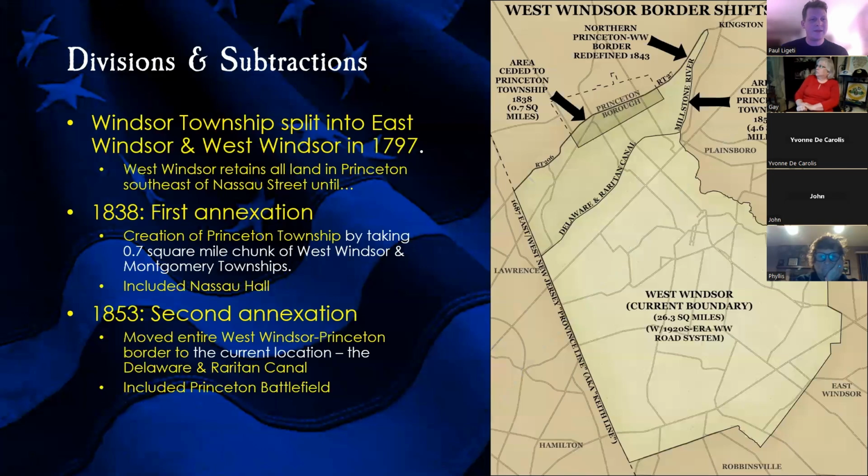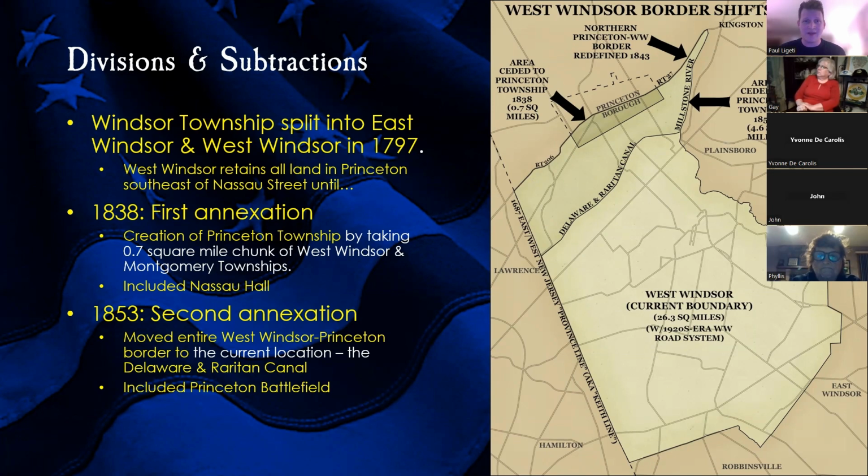So, next slide. As I'd mentioned a few times, Windsor Township split into East Windsor and West Windsor in 1797. Before then, these towns, as well as a bunch of other towns, including Robbinsville and Princeton and a few others, didn't exist as independent townships. So upon that split in 1797, there were still only two towns, East Windsor and West Windsor. And this map here shows what West Windsor used to extend to, meaning the full extent of all of the green, all three shades of green.